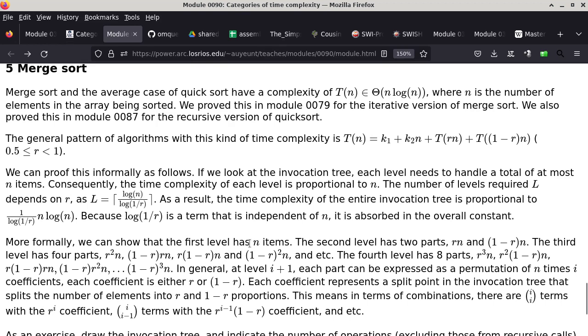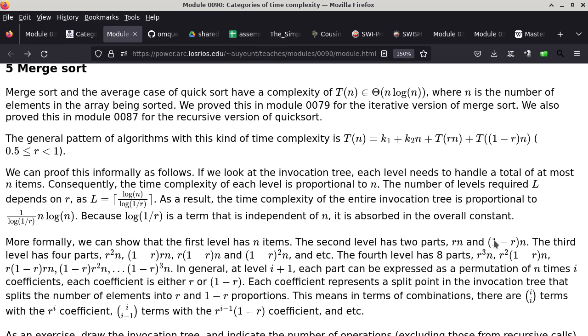So we will say that the first layer, or the first level, has n items. So in this particular picture, we basically mean this part here is n. Okay? So we now break n in the first level of the invocation tree. We break that n into Rn and (1 minus R) times n. So this side here is R times n. This part here is (1 minus R) times n. Are we good so far?